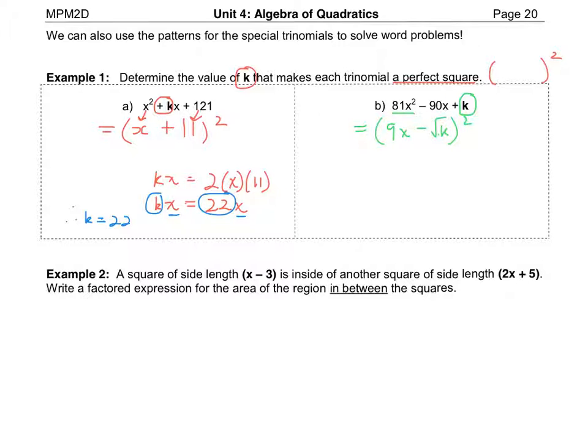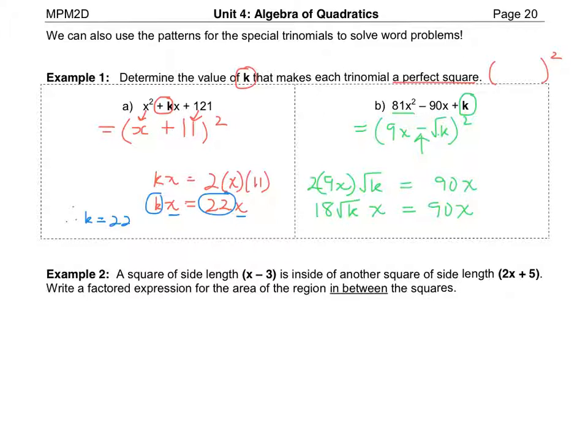What I do know though is that if I took 2 times the 9x times the square root of k, that has to be equivalent to negative 90x. And in fact, I'm going to leave out the negative sign with that, because I already am accounting for the negative by writing the negative right here. All right, so let's go with this and see what happens. 2 times 9 I know is 18, so this gives me 18 times the square root of k, whatever that is, and then times x. That has to equal 90x.